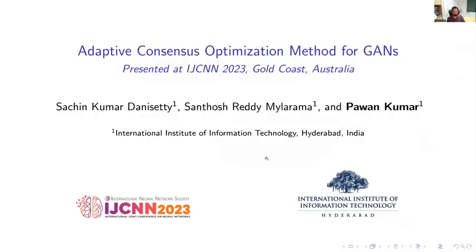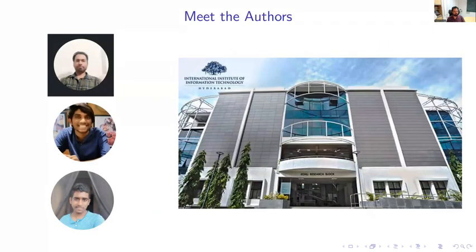Hello, everyone. My name is Pawan Kumar, and I am an assistant professor at IIT Hyderabad in India. So I'm pleased to present the talk, Adaptive Consensus Optimization Method for GANs. This is the work done by Sachin and Santosh at IIT Hyderabad. So these are the co-authors. Here it's me, and this is Sachin and Santosh, and this is IIT.